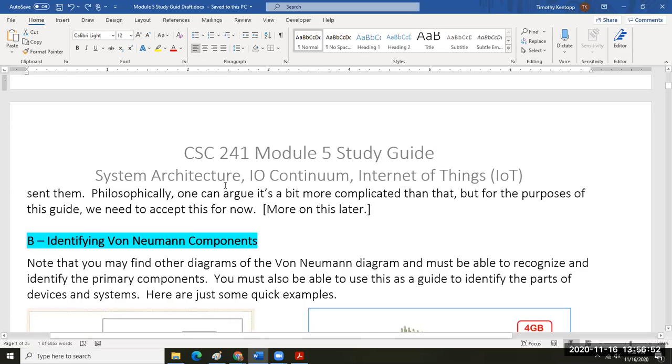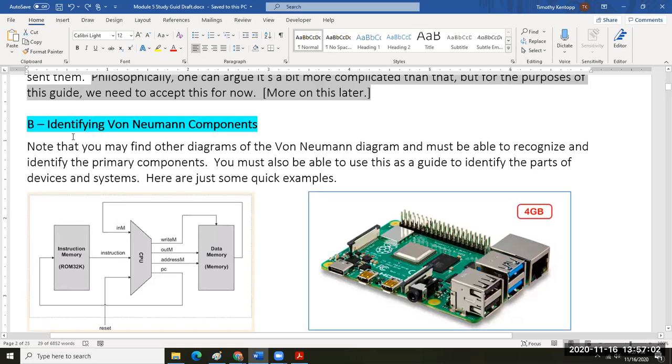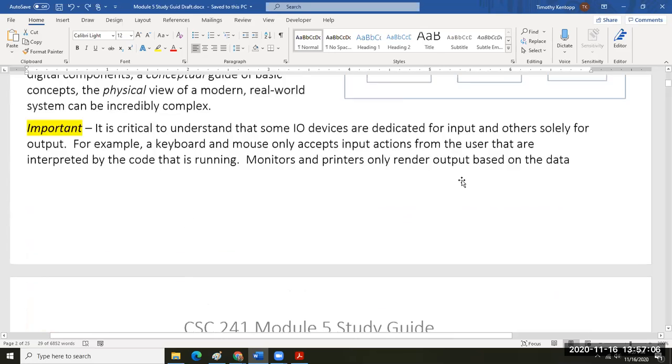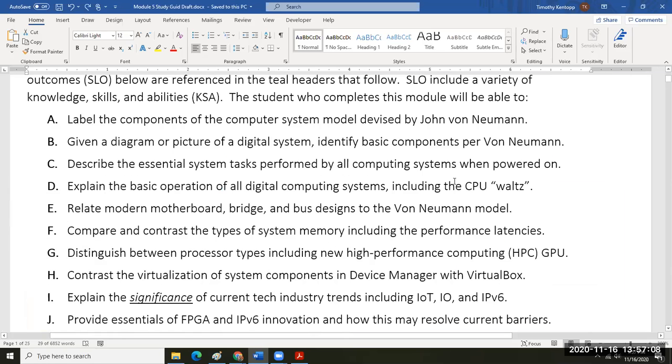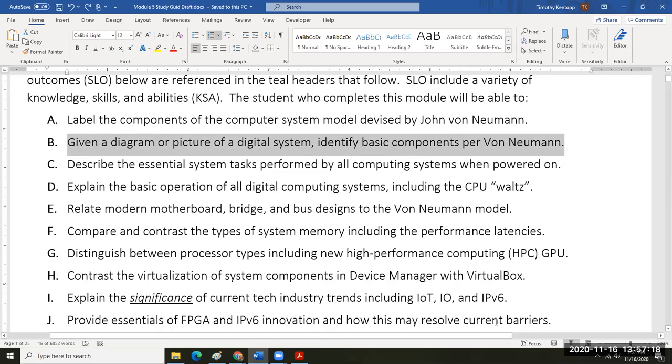All right, so philosophically, one thing you need to understand is that hard disks are input-output devices. They're two-directional and they deal with permanent storage. So what's the second student learning objective of this module? You need to understand von Neumann components. If I give you a diagram or a picture of a digital system, you have to be able to identify the basic components for von Neumann, right?